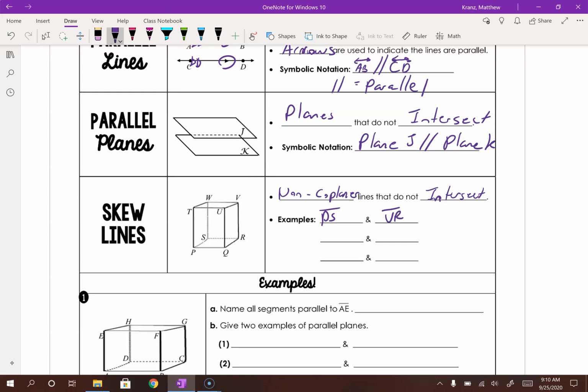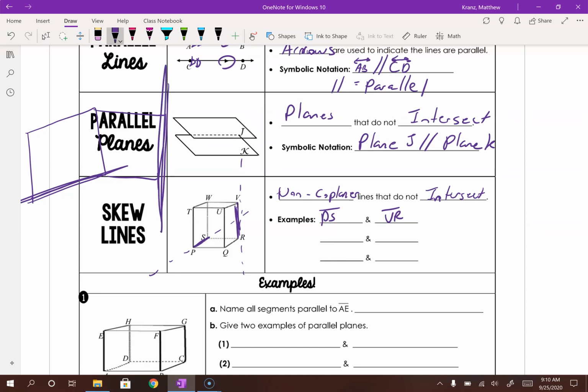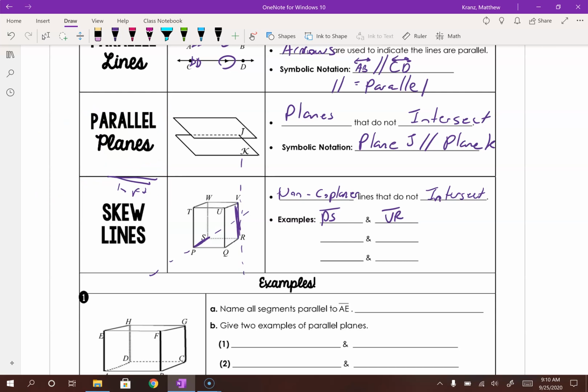PS is right here, and VR is right there. You see how this one is running like this, and this one's running like this, but they never touch each other. Imagine you were in a room, and there's one wall over here. This one's running up and this one's running to the side, but they never touch each other because this one is, say, 10 feet away. So skew lines are lines that are not parallel, not perpendicular, but they don't touch.